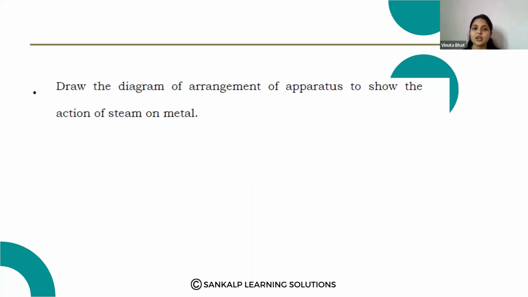Next question. Draw the diagram of the arrangement of apparatus to show the action of steam on metal. This is one of the very important diagrams from this chapter. Please note down this question and the important diagram, which is repeated in many question papers. Okay.